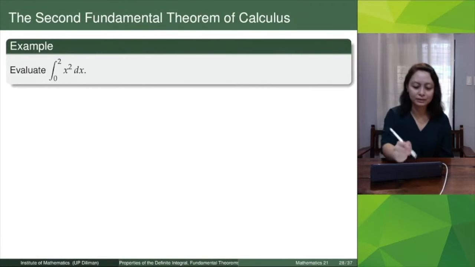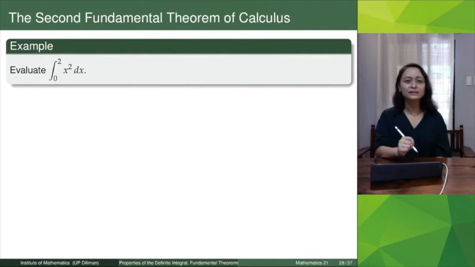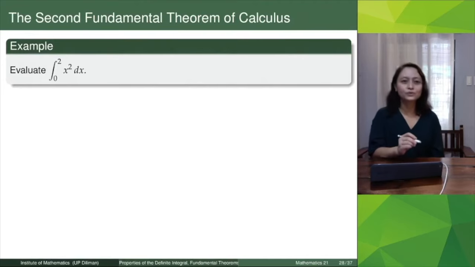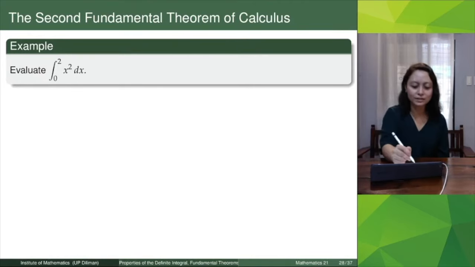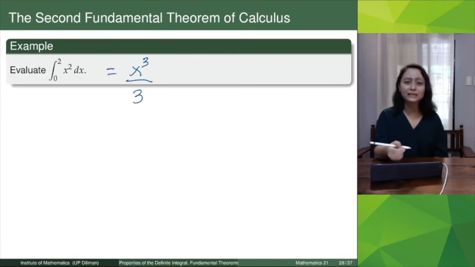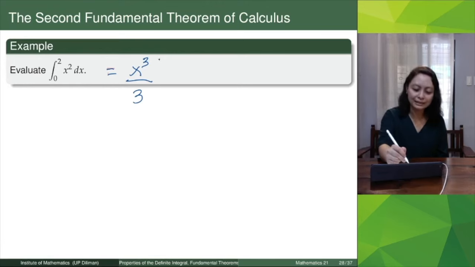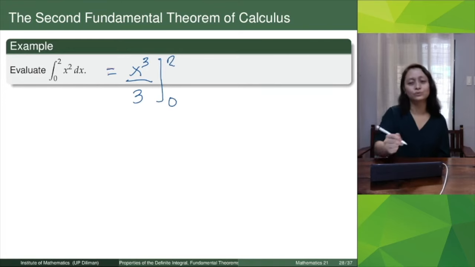Let's solve the next example. We want to get the integral from 0 to 2 of x squared dx. First, kunin muna natin yung antiderivative ng x squared. The antiderivative of x squared is x cubed over 3. Pag definite integral lang, pwede nang hindi isama yung c because eventually magka-cancel lang naman yon. So evaluate na lang natin to from x equals 0 to x equals 2.